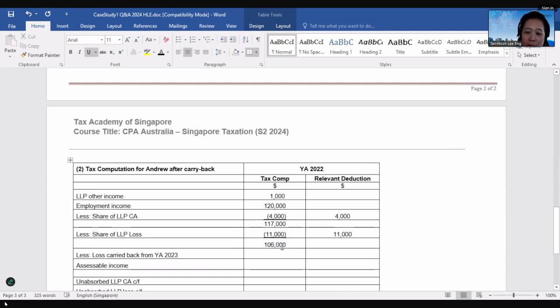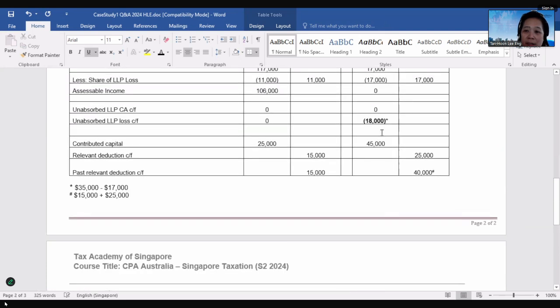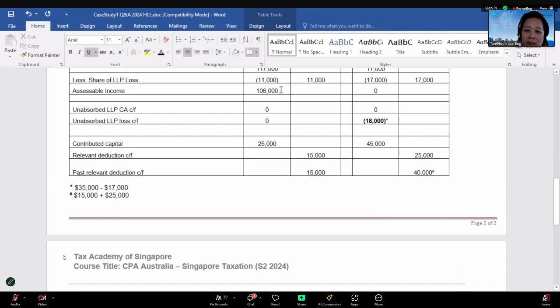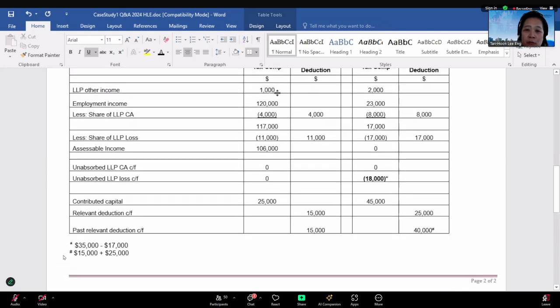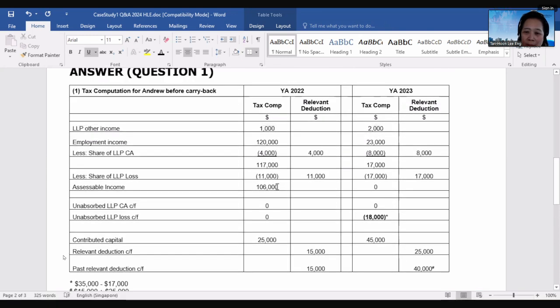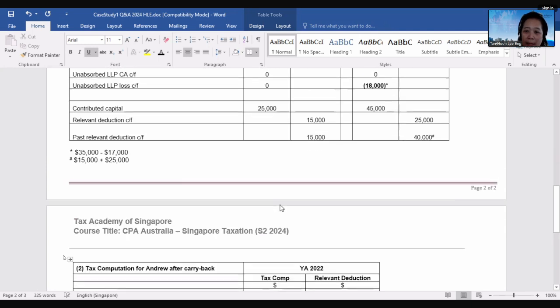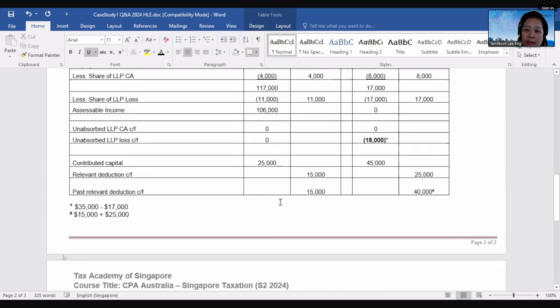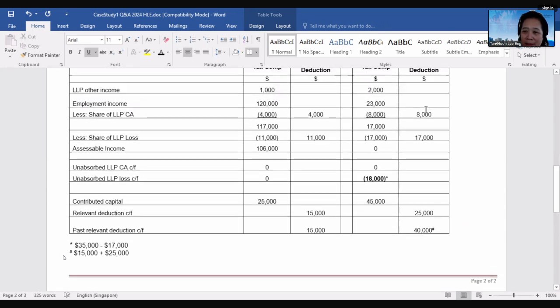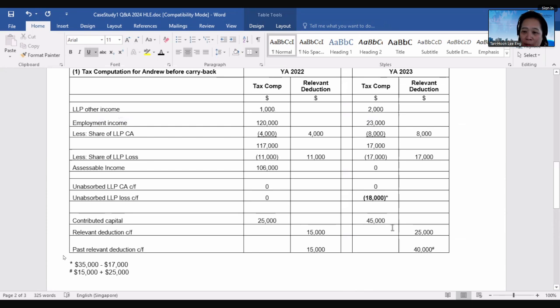106. So he knows he has 18,000 loss. He wants to offset against the preceding YA 2022's income, 106. Can we give it to him? Always ask yourself, what is the contributor capital, and which contributor capital are we looking at? Remember that one slide we say the current one? Look at 45,000.